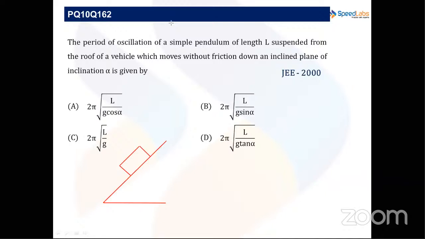And now our bob is hanging over here. So this is our bob, whose time period we have to find. This is alpha, the angle of inclination. Now there are two methods to do this. First you find the acceleration of the car, and that is G sine alpha in this direction. Now think about the pendulum. What is the formula for it? 2 pi under root L by G, right? And which G do we use? G effective.